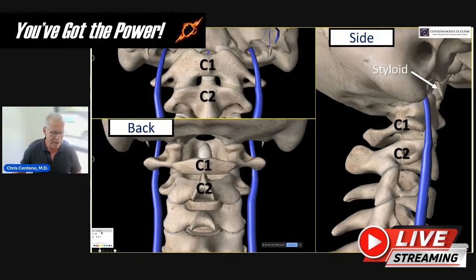Let me grab a pen here. So we have C1, C2 here from the front, and you can see that we have the internal jugular vein, which I'll highlight here, that lives right in front of, if we look from the side here, C1 and C2. So if we have C1 and C2 rotation, we could certainly see that C1 and C2 could put some pressure on the internal jugular vein. Now realize this is one of the routes that blood gets out of the brain. So we could see some increased pressure back up if there's pressure on this internal jugular vein.